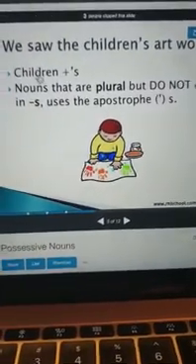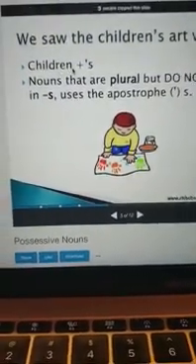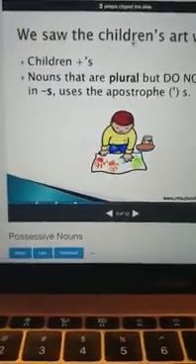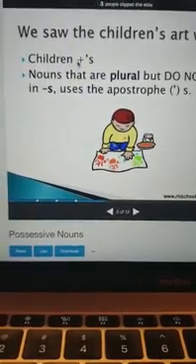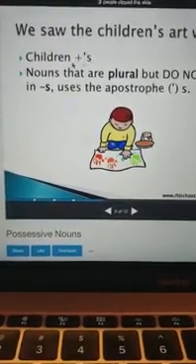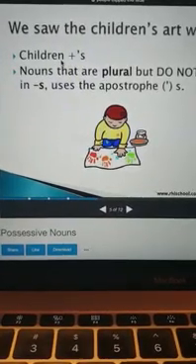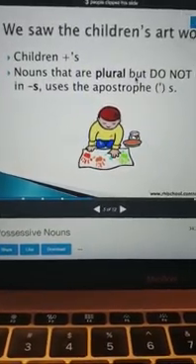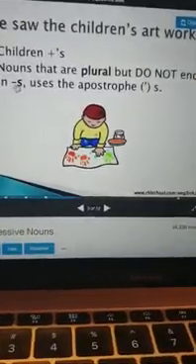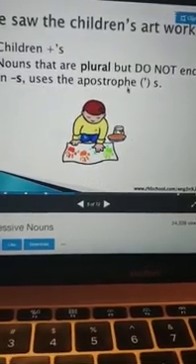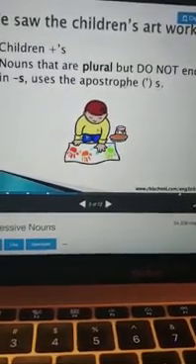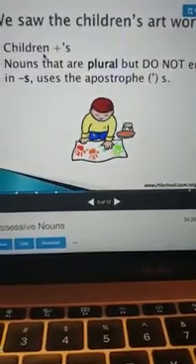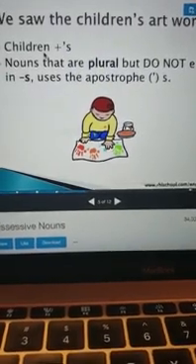Now, when we have other plurals, we saw the children's artwork. Here, children is plural. So with children, again, we will use apostrophe s since it does not end with s. Many plurals end with s, but nouns that are plural and do not end in s use apostrophe s. You'll have to use apostrophe s there for plurals which do not end with s. Otherwise, most of the plurals end with s.